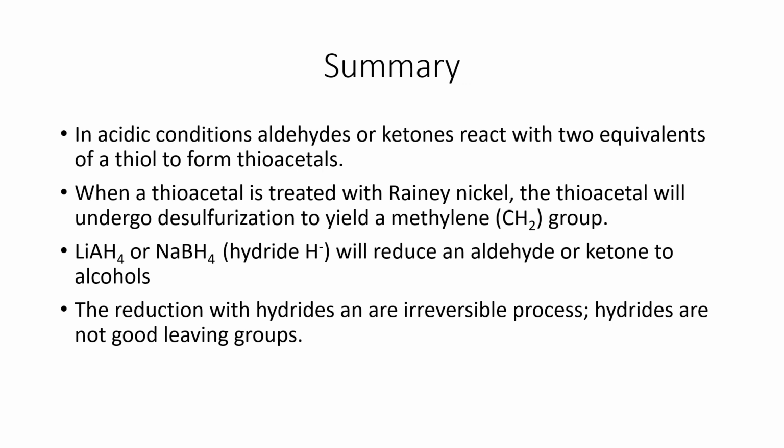So in summary, in acidic conditions, aldehydes and ketones will react with two equivalents of a thiol to form thioacetals. However, if we have an aldehyde or a ketone reacting with a dithiol, remember that both thiols are within the same molecule, therefore you only need one equivalent, so you'll get a cyclic thioacetal. And again, if we go to the next step, meaning we take the thioacetal and react it with Raney nickel, then it will undergo desulfurization to yield the methylene group, or basically we will get the alkane.